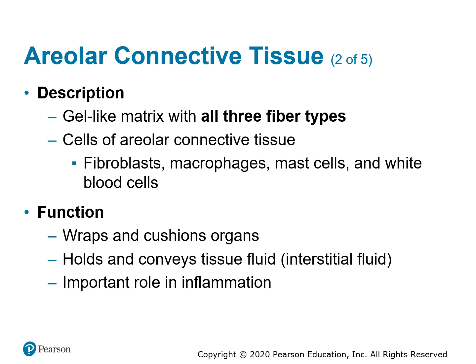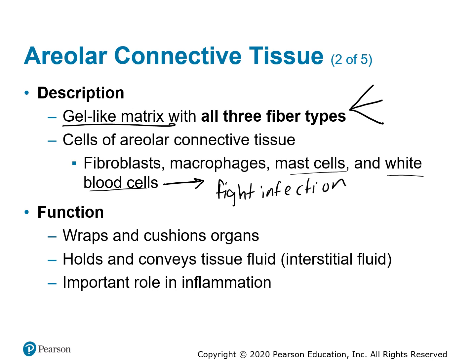Okay. This is, again, just going through what I've been saying. The areolar connective tissue has a gel-like matrix with all three fiber types, which, I'm not going to tell you, remember them. They have all types of cells within them. They've got fibroblasts, macrophages, mast cells, some white blood cells. Those also help in trying to fight off infection. And its main function is to wrap and cushion your organs, hold some extra fluids, and they play a really important role in inflammation, and that's those mast cells.